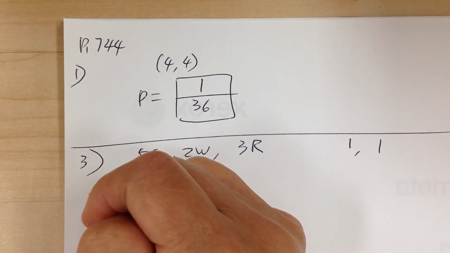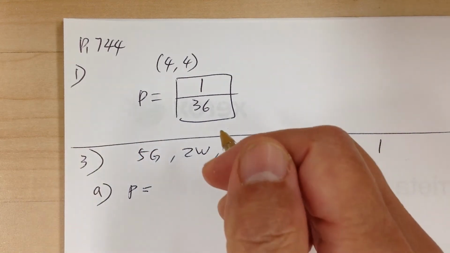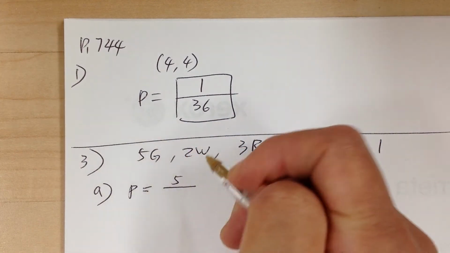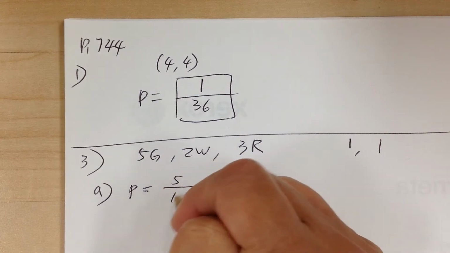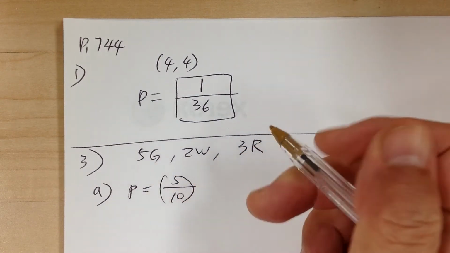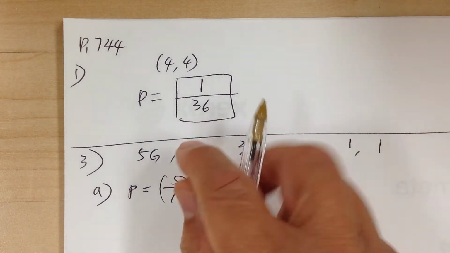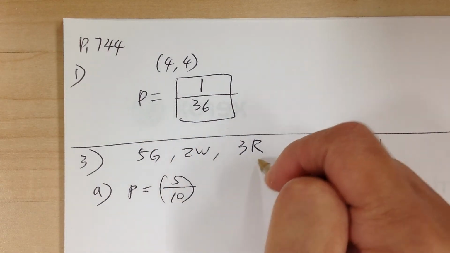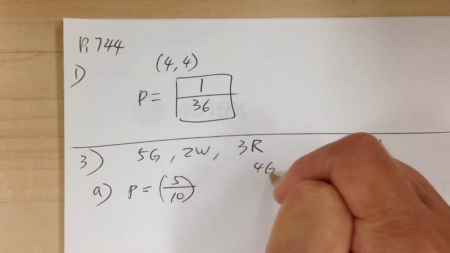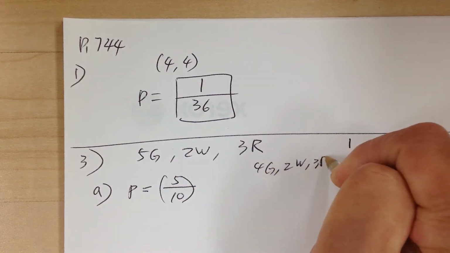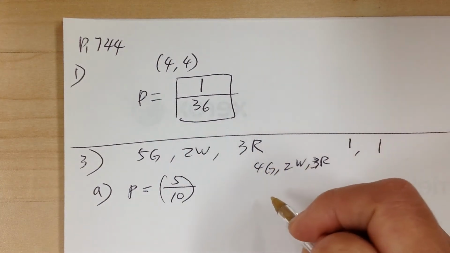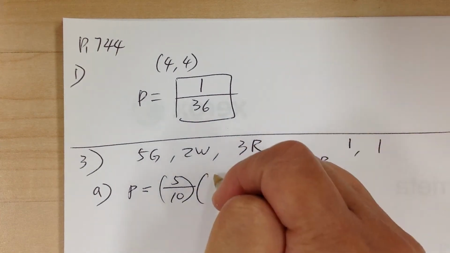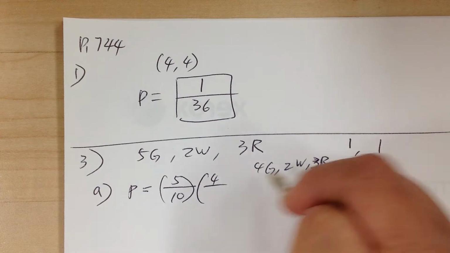The probability the first jersey is green, so it'd be 5 out of 10. Now the sample space will change because he picked 1 green and put it on, so it becomes 4G, 2W, and 3R for the next pick. And the second jersey is green, so the next jersey is green, so it becomes 4 over 9.